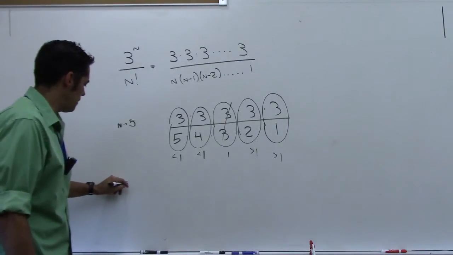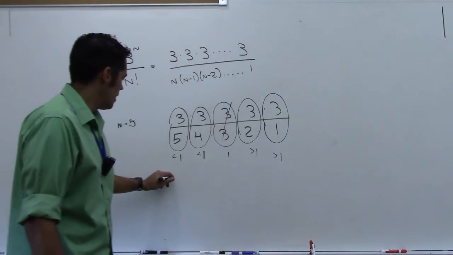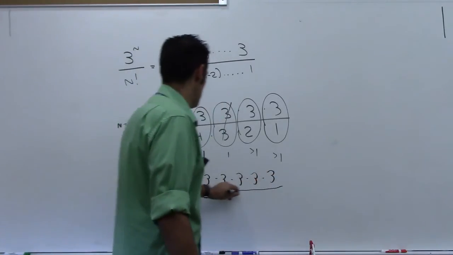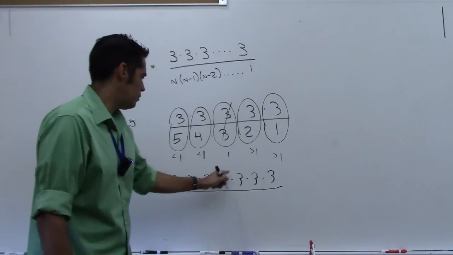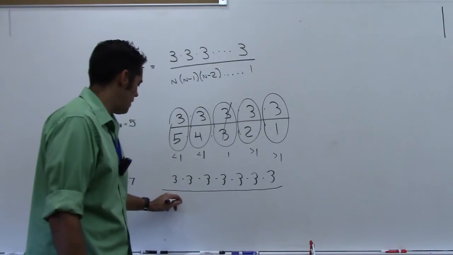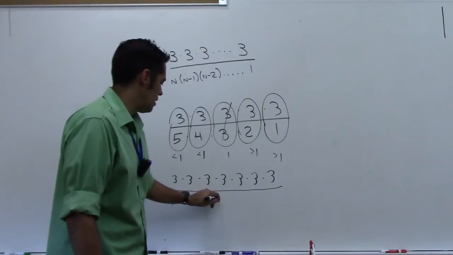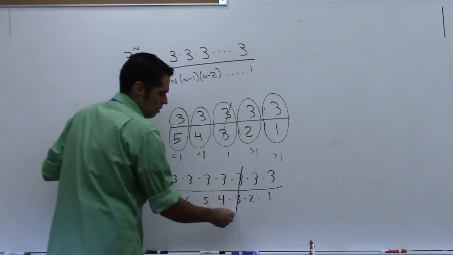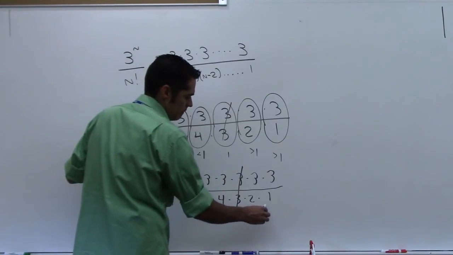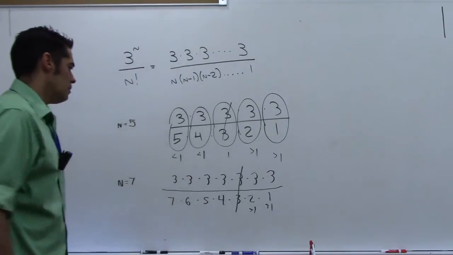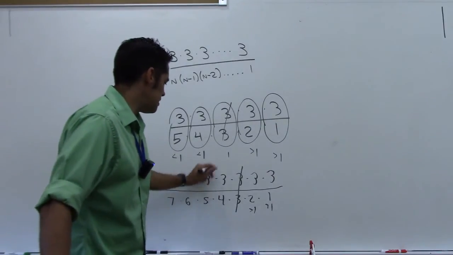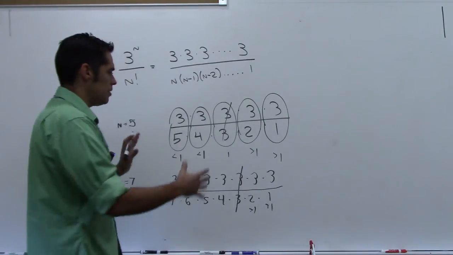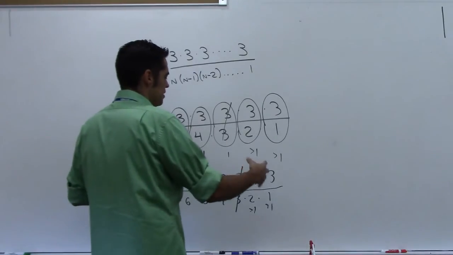If I let n get bigger, n be 7, then we're going to have 3, 3, 3, 3, 3, 3, 3 over, and then, let's see, 1, 2, 3, 4, 5, 6, 7. We've got 7 times 6 times 5 times 4 times 3 times 2 times 1. So notice this is where we get the 3's to cancel. These two are greater than 1, right? But these are all less than 1. So what I'm going to do is almost like a squeeze theorem.